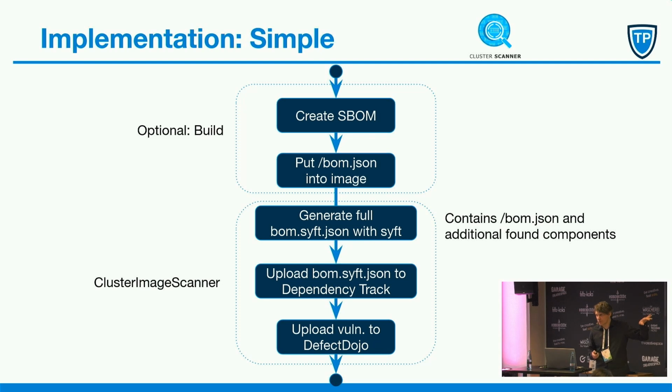In detail, it gets much more complex, but to give you an idea, optionally during the build, teams can create an SBOM and put it in the image under bom.json. Then we generate with Syft the software bill of materials. Why do we do that? Because here we just have the application components, and we also want to have, for example, glibc or OpenSSL. We want to know what other things are from an operating system layer in there. So that's why we regenerate, and Syft has the ability to merge these SBOMs together.